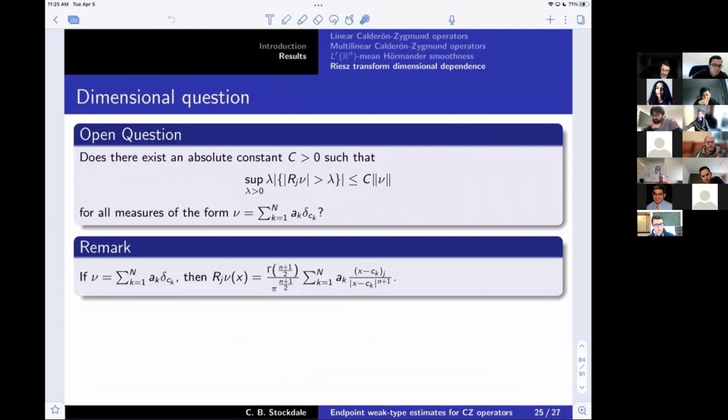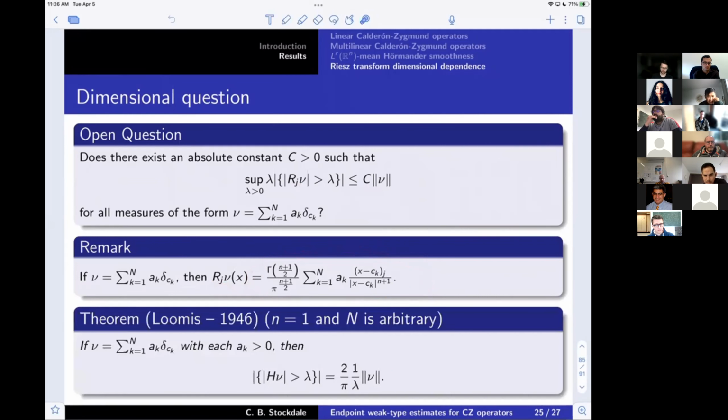So this maybe has some hope for doing something, because here we can actually get an explicit formula for what the Riesz transform applied to this linear combination of Dirac masses actually is. And we really just want to work with an expression that looks like this. So there's maybe some evidence that this might work.